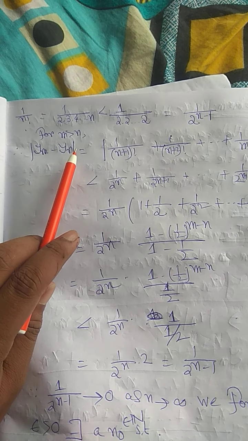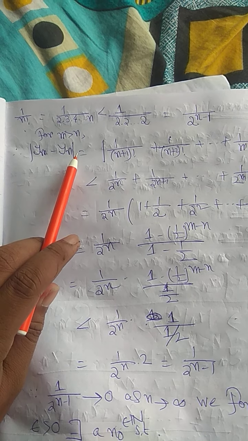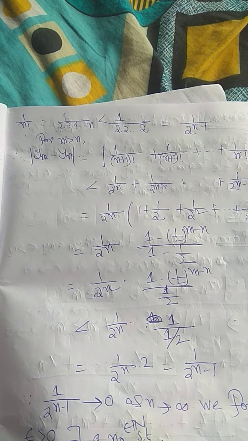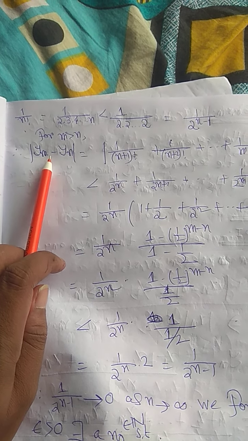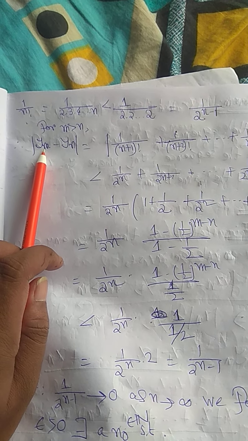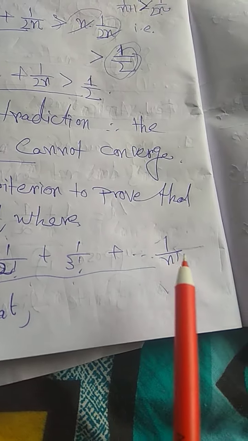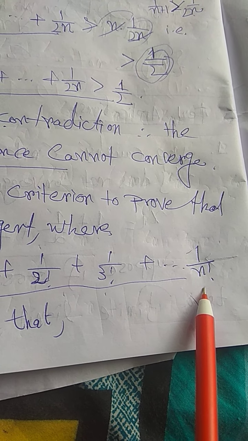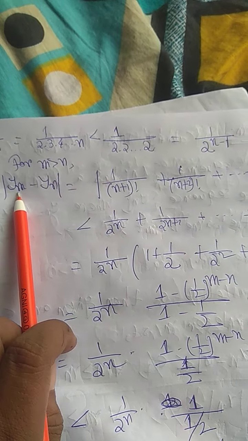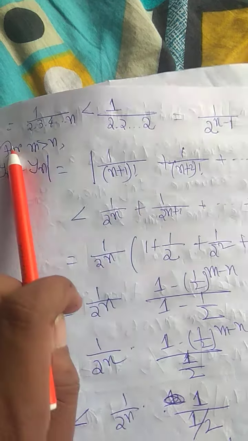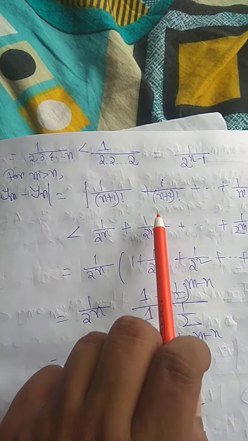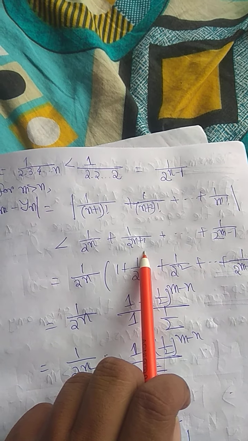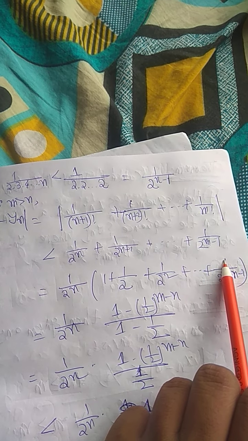Now consider m greater than n. Then y_m minus y_n starts from y_{n+1}, since m is greater than n, so this difference starts from n plus 1, n plus 2, continuing to m. What is y_{n+1}? It will be 1 by n plus 1 factorial, and by this inequality, it is less than 1 by 2 to the power n. This is less than 1 by 2 to the power n plus 1, and so on up to 1 by 2 to the power m minus 1.